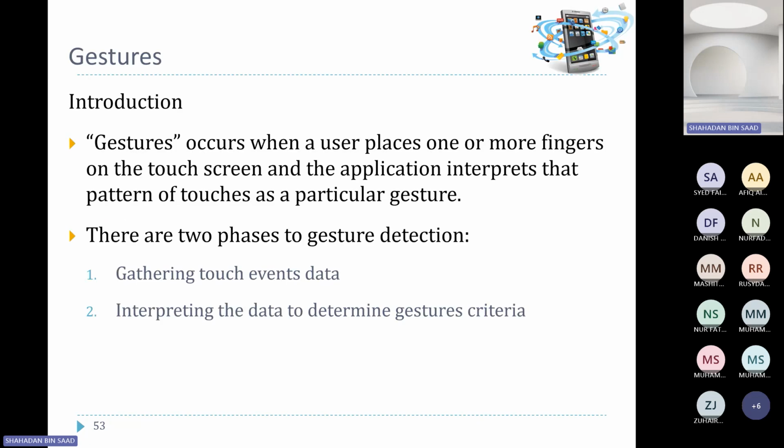So gesture occurs when a user place one or more fingers on the touch screen and the application interprets that pattern of touches as a particular gesture. So there are two phases to gesture detection. First one is gathering touch events data, and then the second one is interpreting the data to determine gesture criteria.